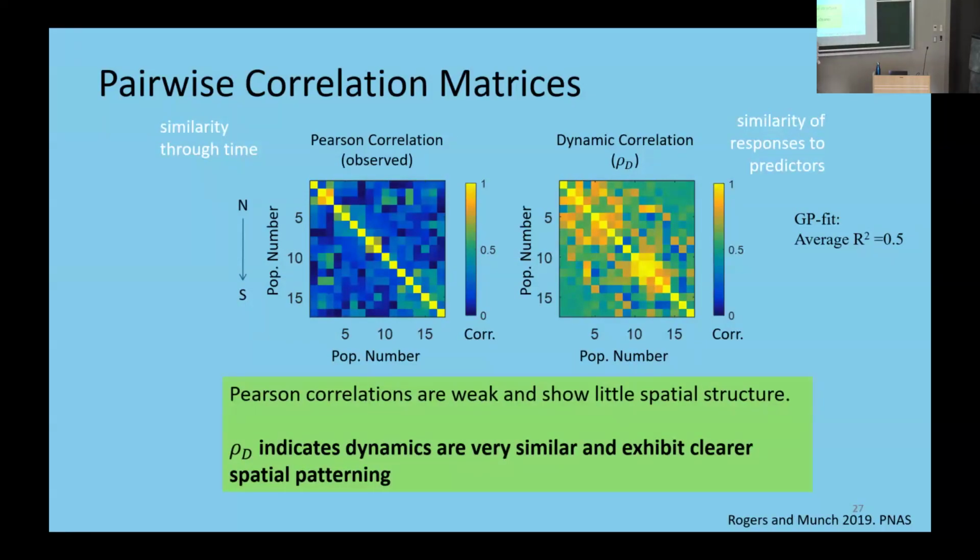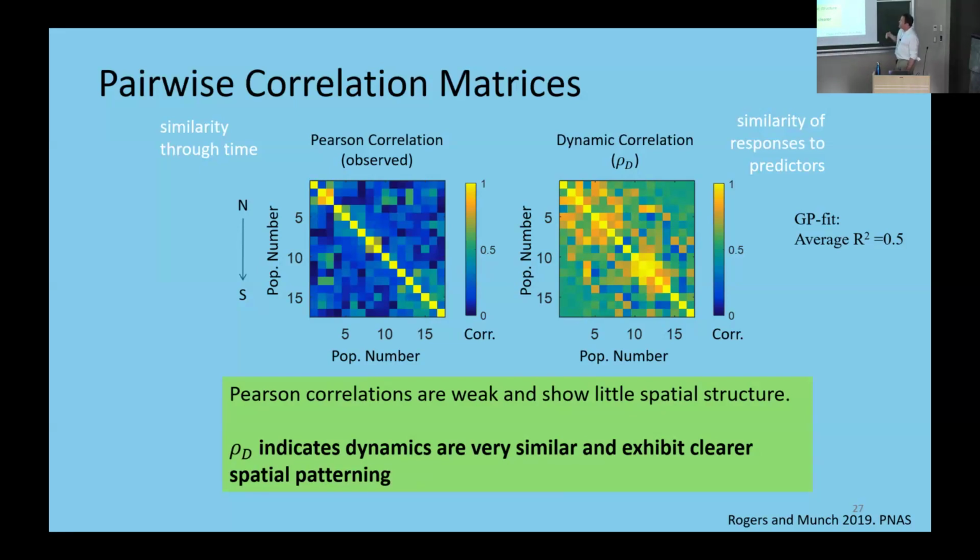This is the correlation thing that I showed you before, with the correlations through time, and this is the similarity in the delay embedding maps. Most of these values are up above 0.5. Almost all of them are above 0.5, and there's clear spatial structure. So things are more similar closer, and less similar farther away. And that's intuitively very reasonable.